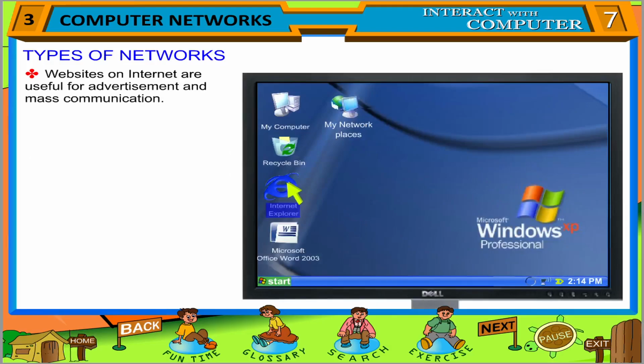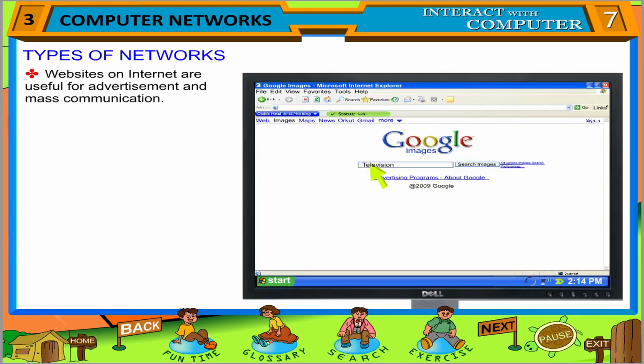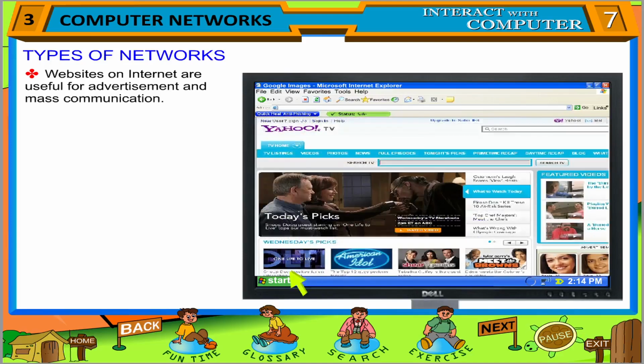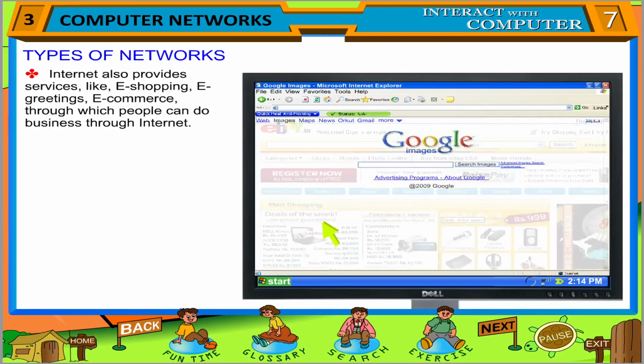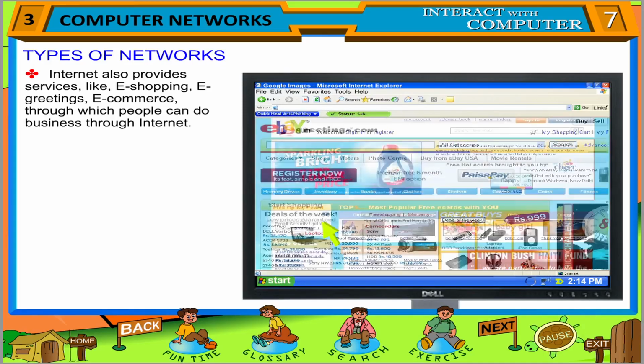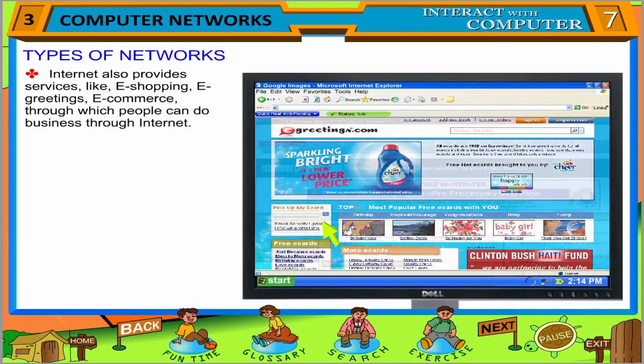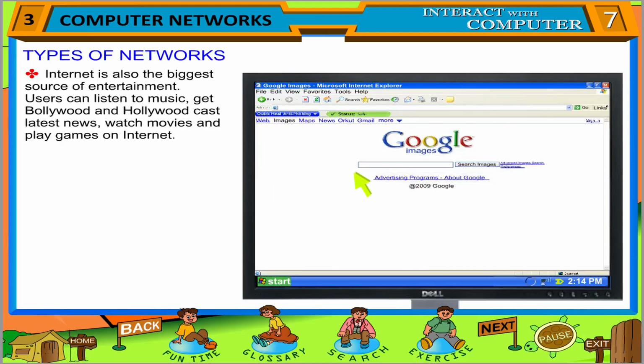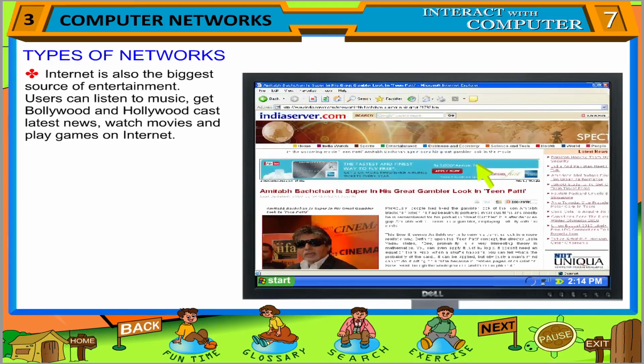Websites on internet are useful for advertisement and mass communication. Internet also provides services like e-shopping, e-greetings, e-commerce through which people can do business through internet. Internet is also the biggest source of entertainment. Users can listen to music, get Bollywood and Hollywood cast latest news, watch movies and play games on the internet.